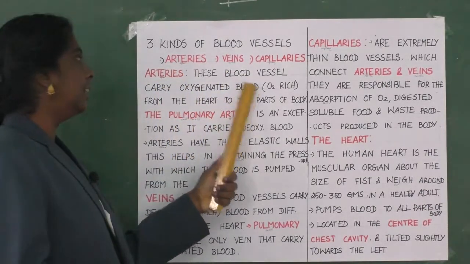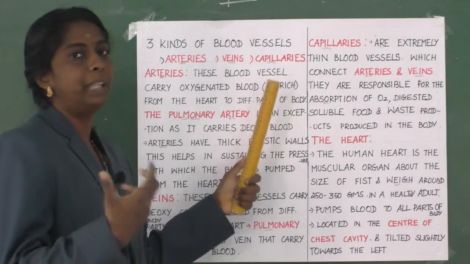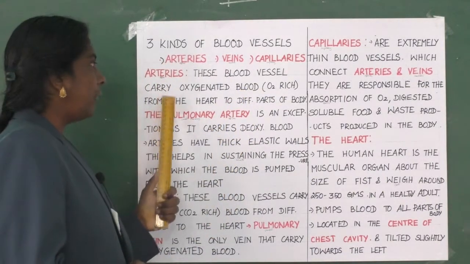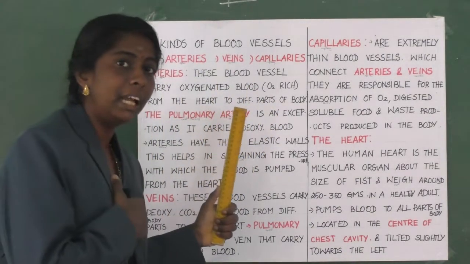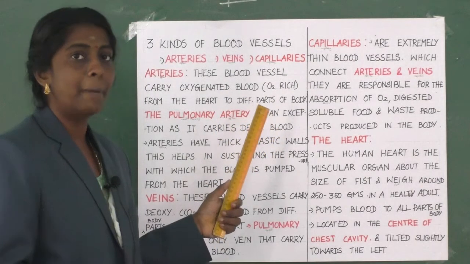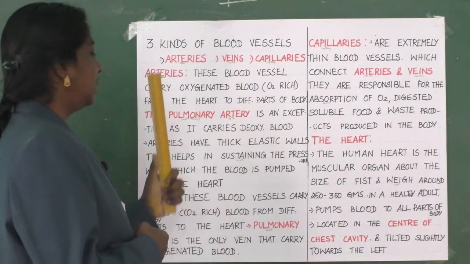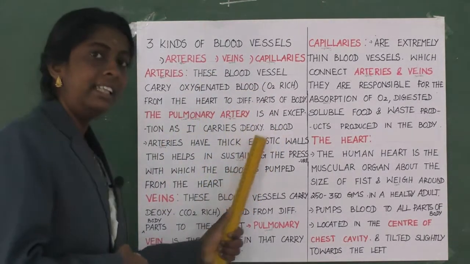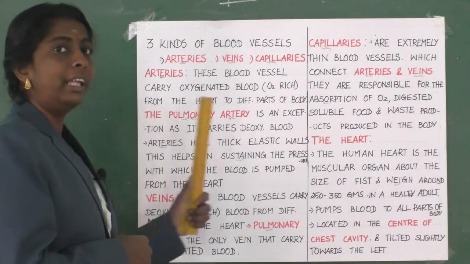These blood vessels carry oxygenated blood, that is, oxygen-rich blood. So the artery will carry oxygenated blood from the heart to different parts of the body. What is it carrying? Oxygenated blood. Clear? Then the pulmonary artery is an exception, as it carries deoxygenated blood.